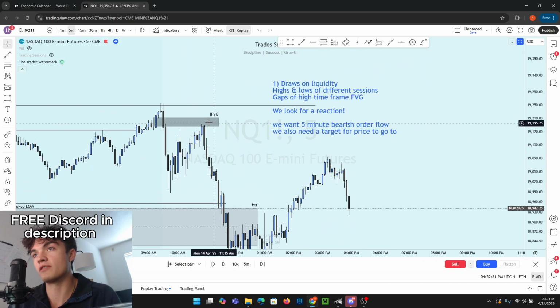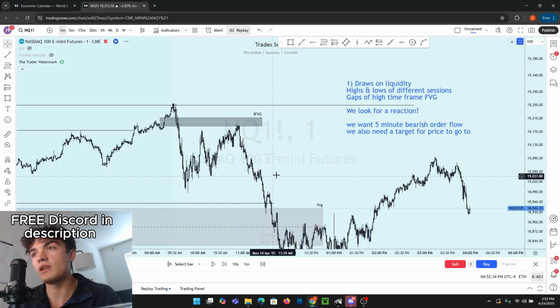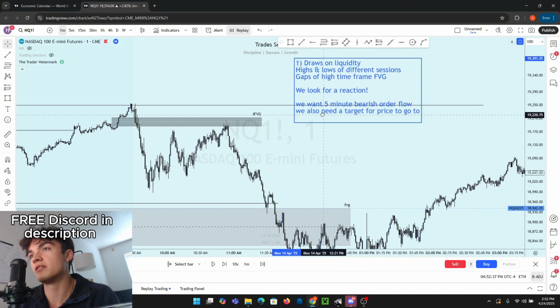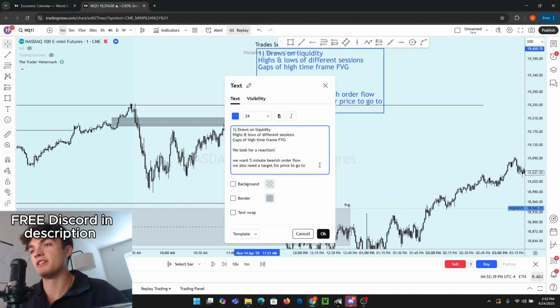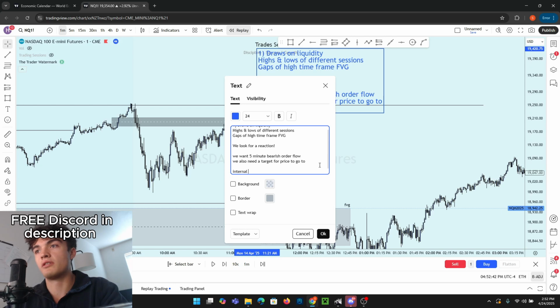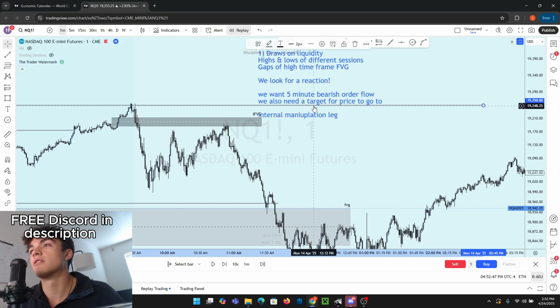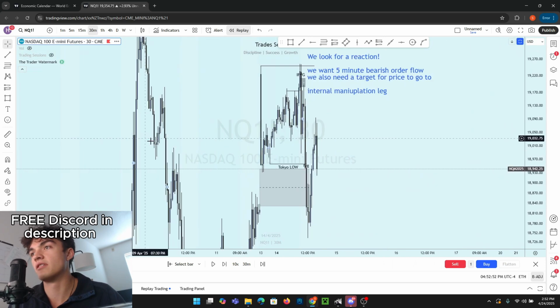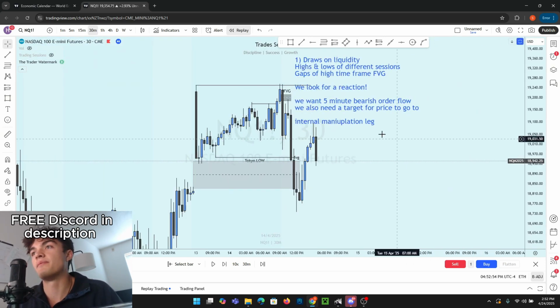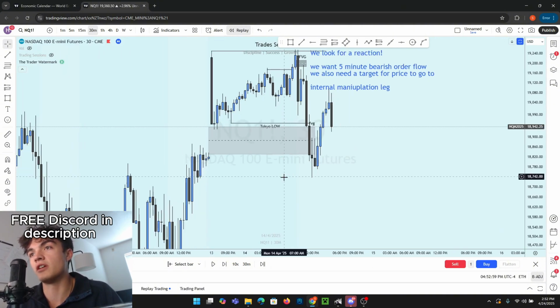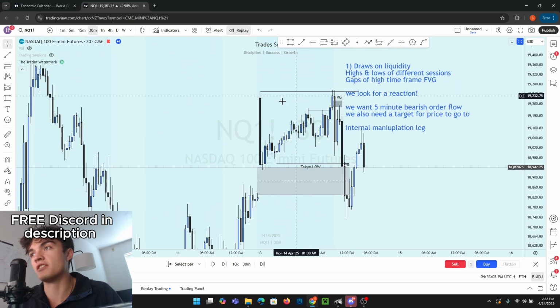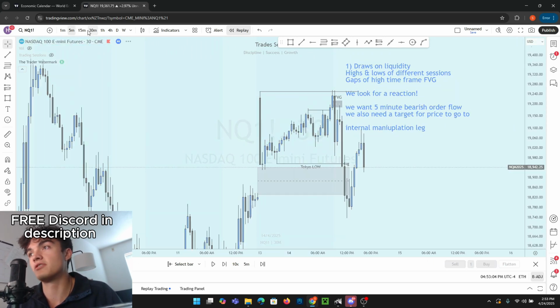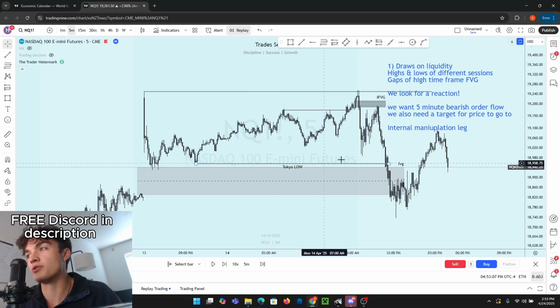We see 5-minute bearish order flow. We see the inverse fair value gap. The next step we want to find to get the best entry is to find the internal manipulation leg, right? So this is the external view we have. 30-minute, right? This is our external view. We have our draw on liquidity and we have resting liquidity down here between this Tokyo low and this fair value gap. These are heavy draws. We already had a liquidity sweep of the day, and now we're going to our draws.